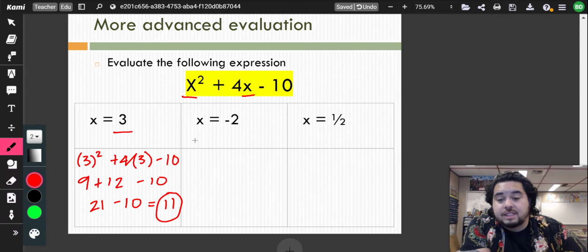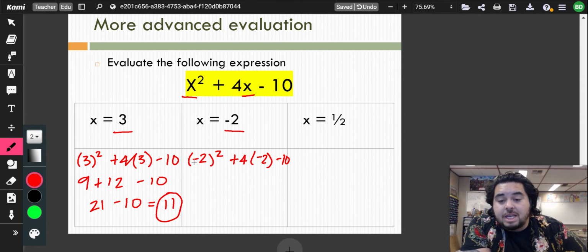Okay, we're going to do the same exact thing now, but instead of 3, we're replacing x with negative 2. So same operations. Okay, I'm going to go in and I'm going to replace every x I see with negative 2 plus 4 instead of x, again, negative 2, and then I'm going to subtract 10.